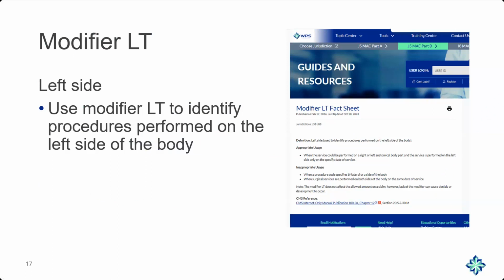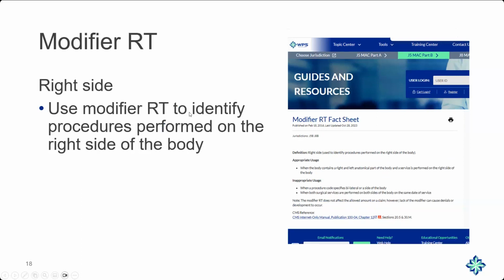Now, why do we specifically say that? We did have some very basic questions come in. When do I want to use 50 versus RT-LT? What procedure codes do you not use modifier 50 on? There are some procedure codes that are written with a descriptor of a certain body side. Those you would not be able to use 50 on. They're very specifically written that way. So LT, RT.